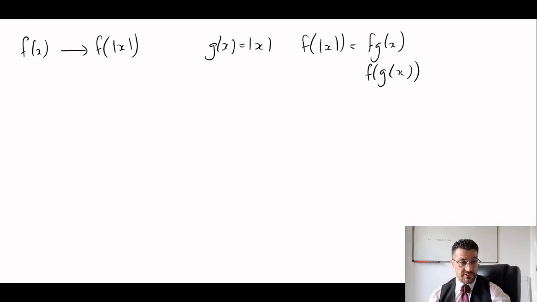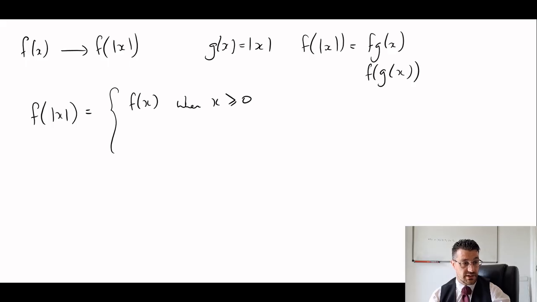Okay, so this is less straightforward to understand in a purely algebraic sense. Not necessarily impossible, but let's have a look. So f of the modulus of x is equal to f of x when x is greater than or equal to 0, and it equals f of minus x when x is less than 0.